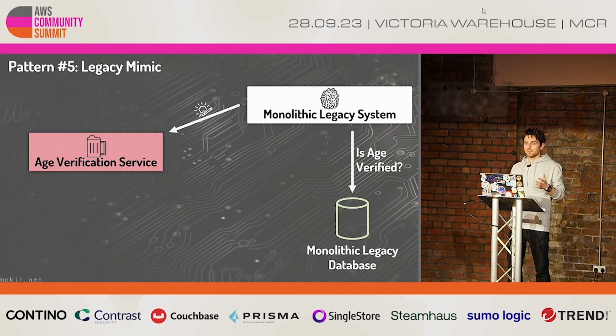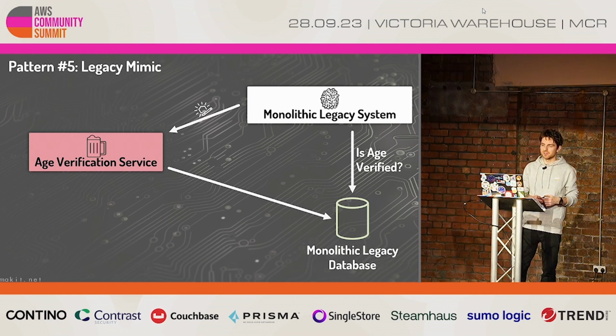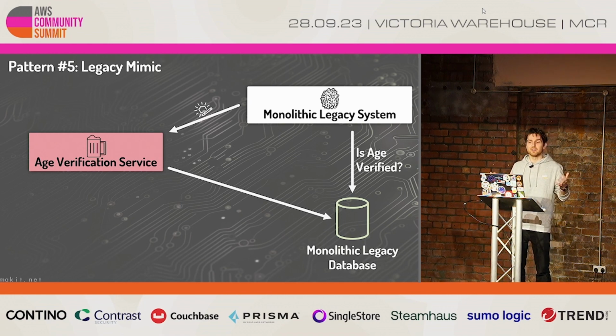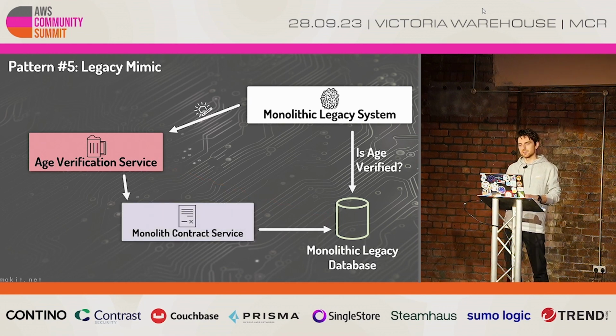At this point, from a legacy mimic point of view, we just need to persist that result in the existing database, that they're verified true or false, and the rest of the code will continue to work. But to avoid the new service from having to touch the legacy database, because we don't want 15, 20, 100 microservices all talking to that one legacy database, this is where we can create this legacy mimic service or a contract service of sorts.